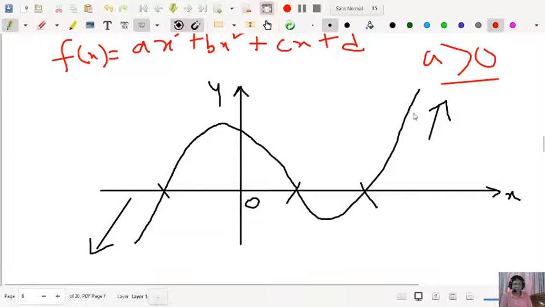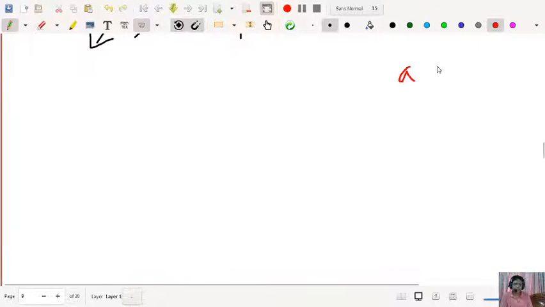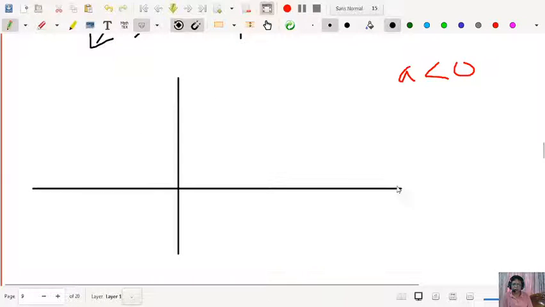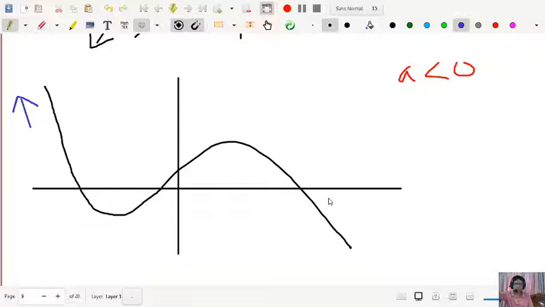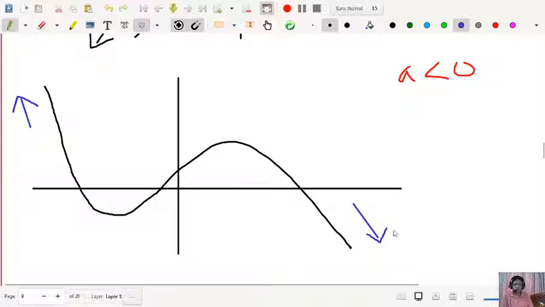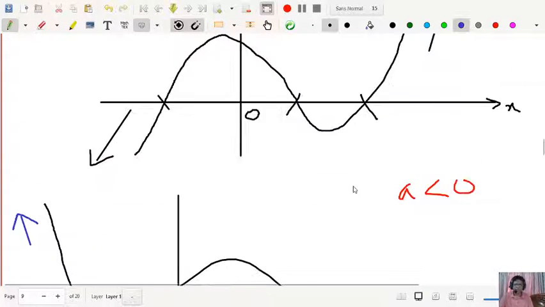Suppose a is negative, that is, the leading coefficient is negative. So what will be the graph? It will be rising first on the left and then going down, so it rises to the left and falls to the right. And you look at that, 3 intersection points.